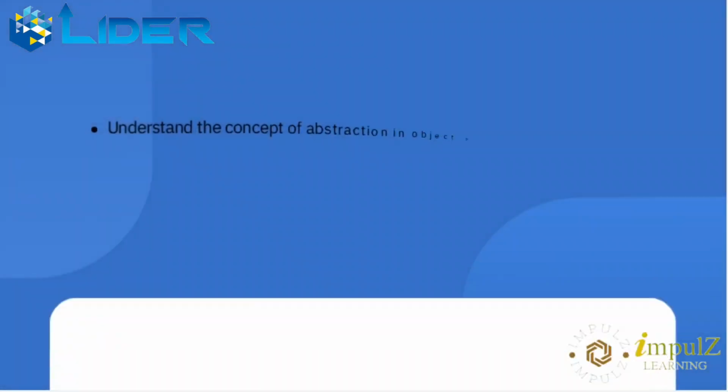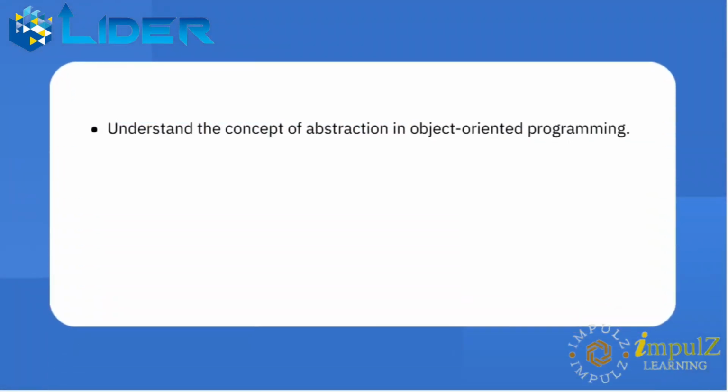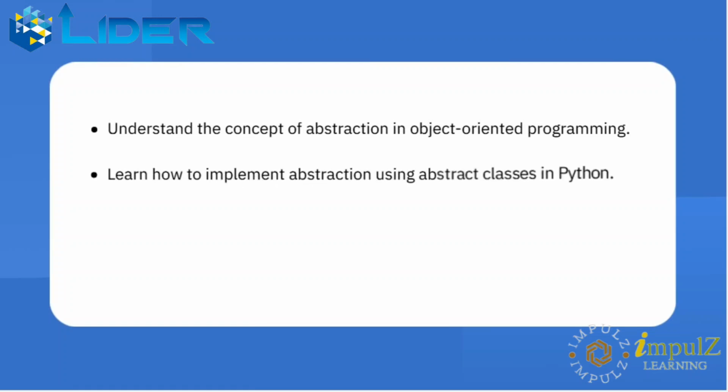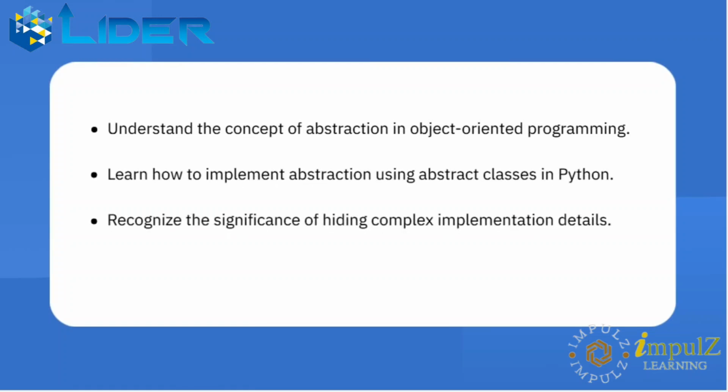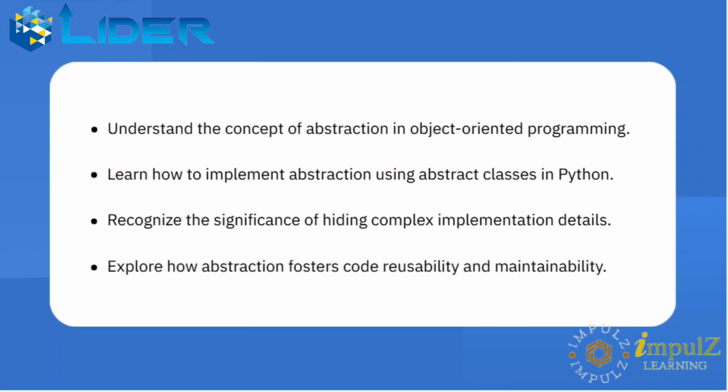By the end of this training, you will understand the concept of abstraction in object-oriented programming. Learn how to implement abstraction using abstract classes in Python. Recognize the significance of hiding complex implementation details. Explore how abstraction fosters code reusability and maintainability.